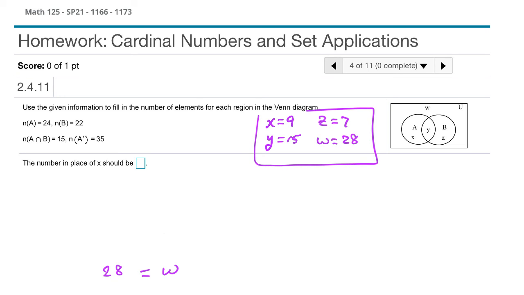And so we found the cardinalities of all of the sets, just by breaking them up into the regions, looking at the cardinalities for each one of those regions, forming equations, and then just solving those equations.